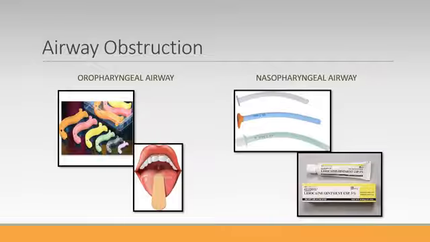Here you can see a variety of oral and nasal pharyngeal airways. You can see that the oral airways are sized according to the patient. One of the things I like to do is use a tongue blade. You can just stick a tongue blade in and push the patient's tongue down, and then just simply curve the oropharyngeal airway in right behind the tongue.